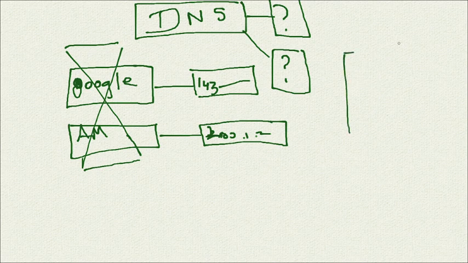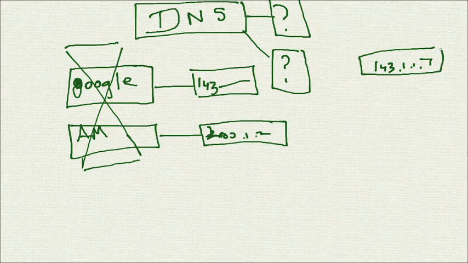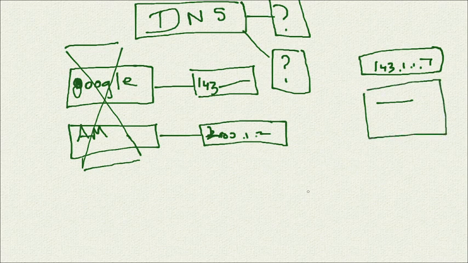Now, to reach Google, we type google.com. But 50 or 60 years ago, we would only use the IP address. To reach Google, we would manually type the Google IP, like 143.1.1.7, and it would reach the Google web page. If you wanted to go to Amazon, you would not type amazon.in, you would manually type the IP address of Amazon.in, like 200.1.1.16.